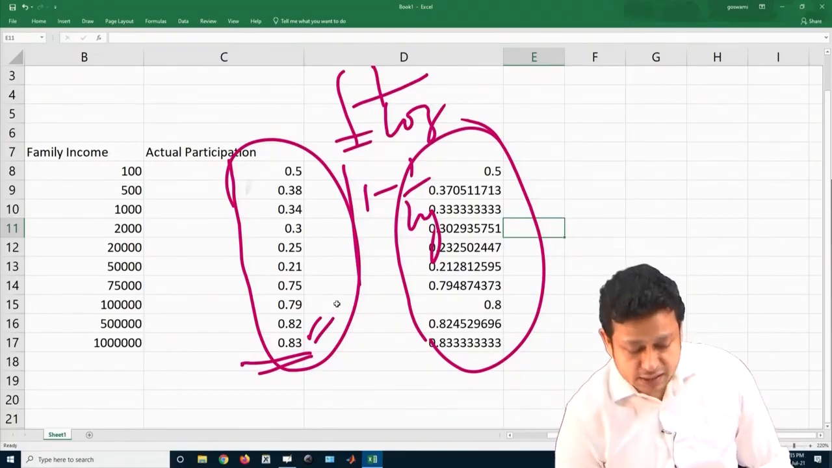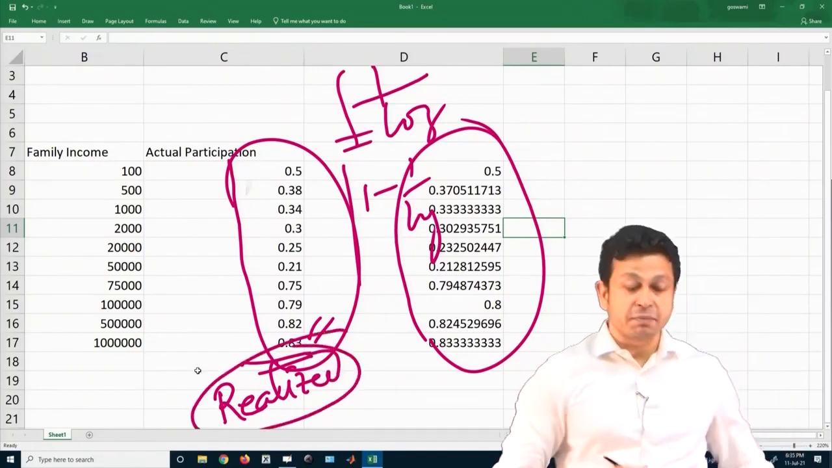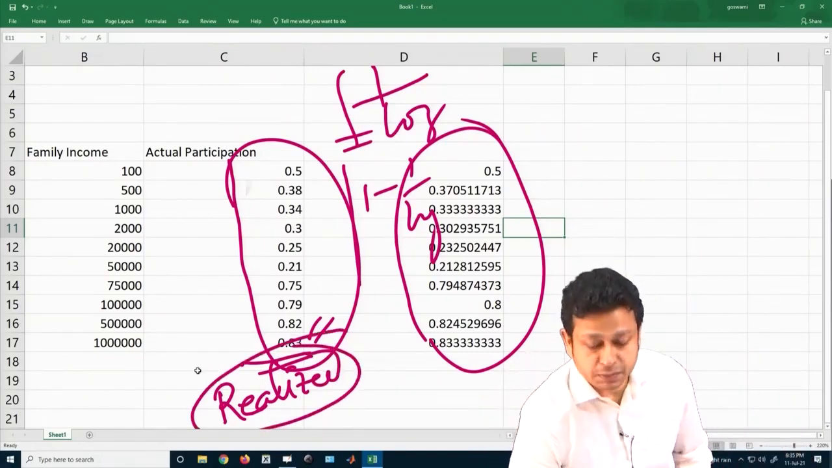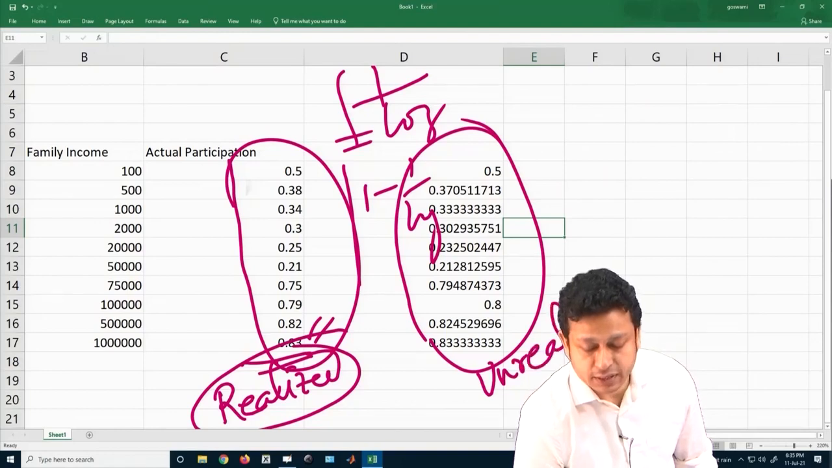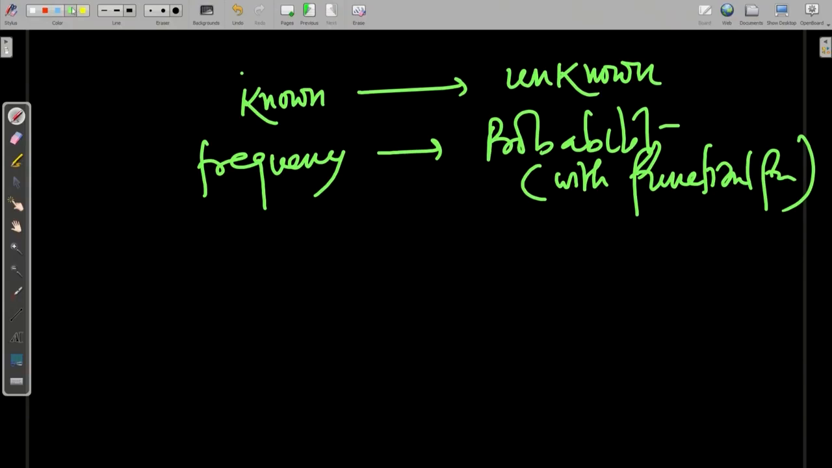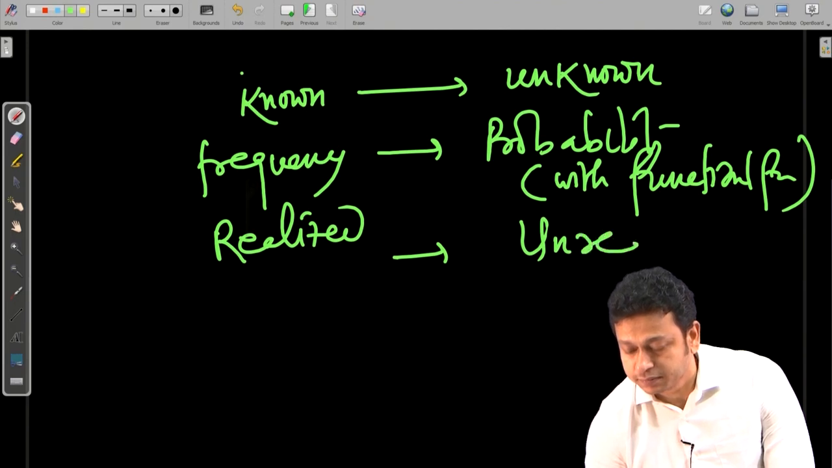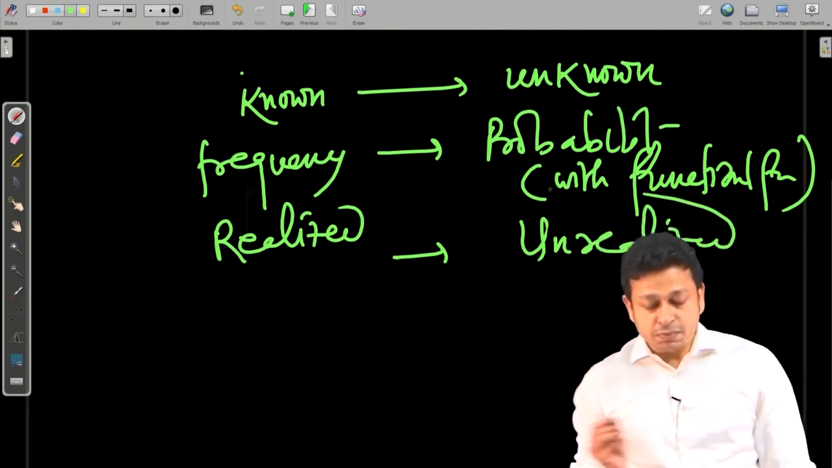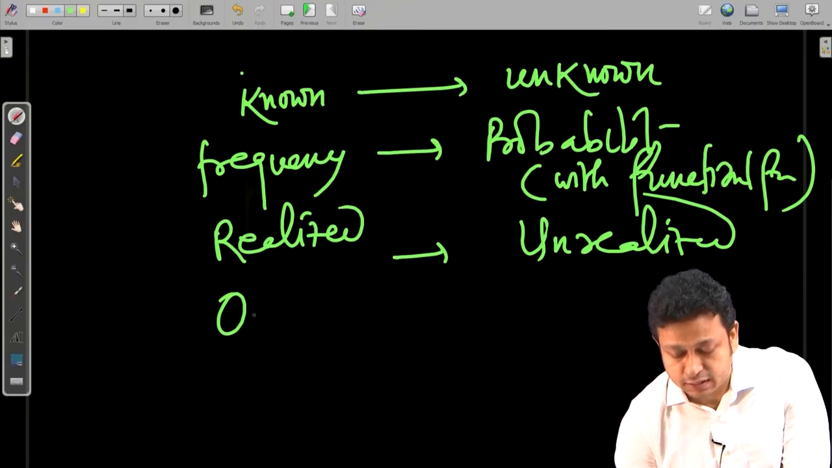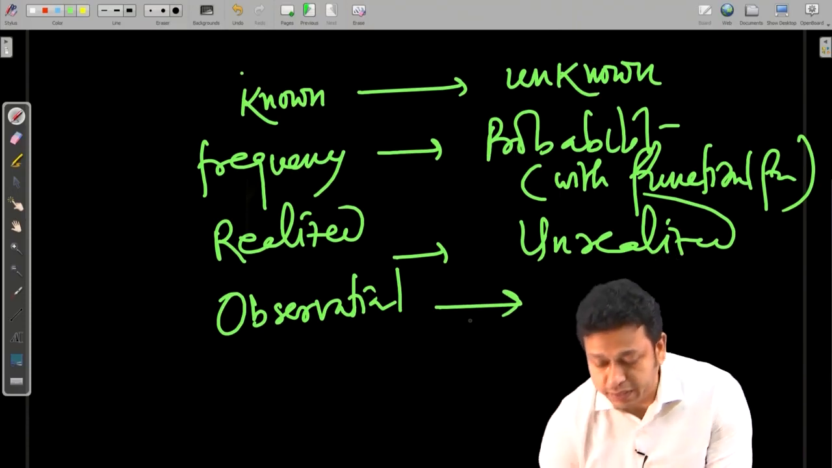So, this part is called the realized sample. This sample has already happened, so it is realized, and this part is called unrealized. Okay, so I will write this: basically realized, and this is unrealized. Okay, this part you observe, right, this is observational, and this is theoretical, because I will explain.